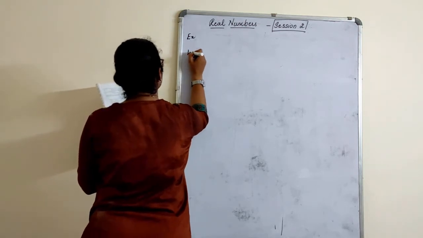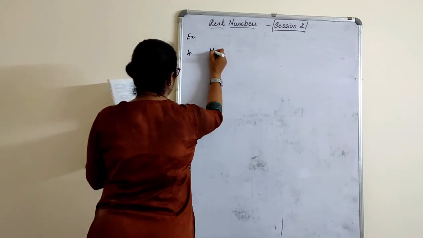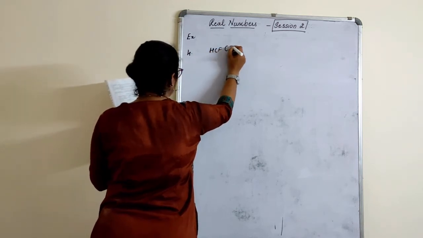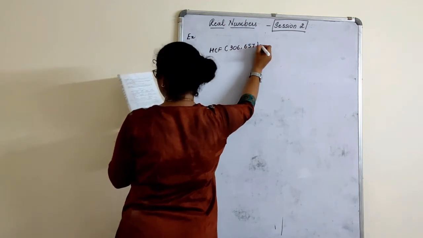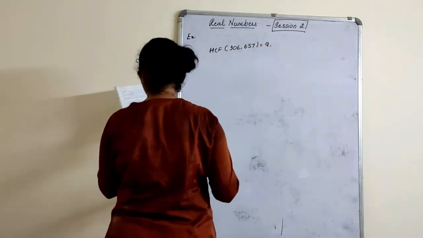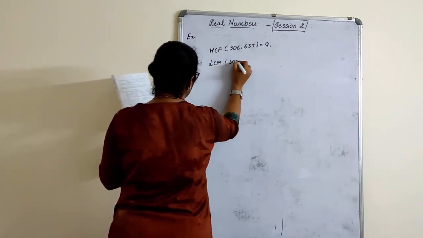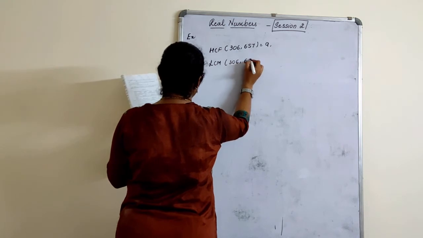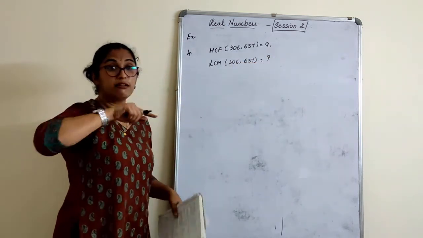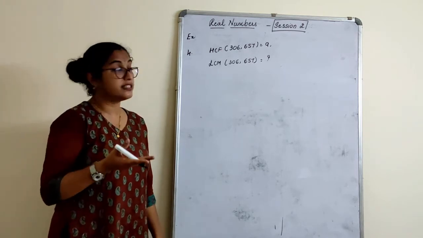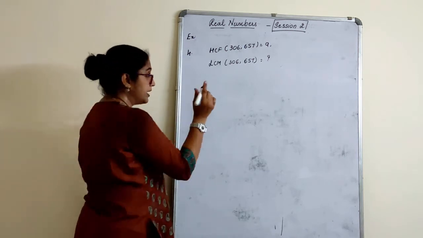Fourth main, given that HCF of 306 and 657 is 9. So LCM of 306 and 657 we need to find out. Now just don't sit and start your common factors or LCM method. Numbers are quite big, it will take very long time to divide, multiply also.